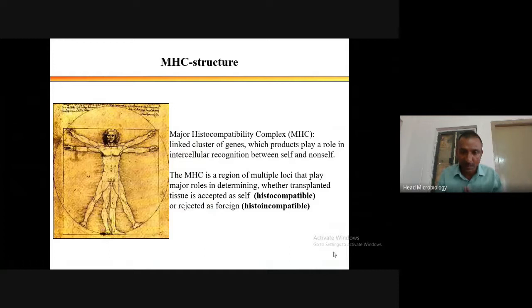The major histocompatibility complex is a region of multiple loci that plays a major role in determining whether transplanted tissue is accepted as self, which is called histocompatible, or rejected as foreign, which is called histoincompatible. These are the differences.